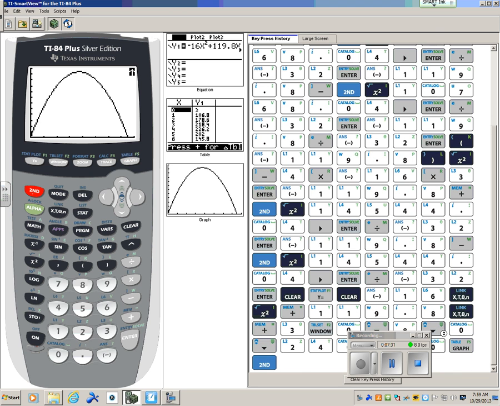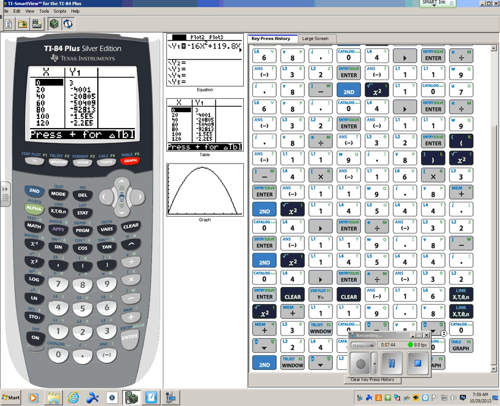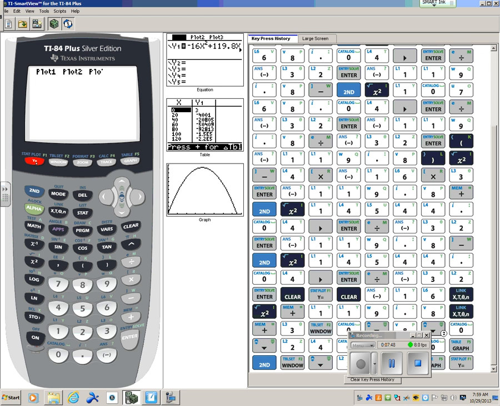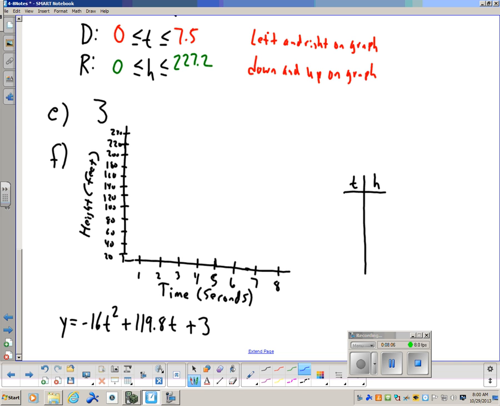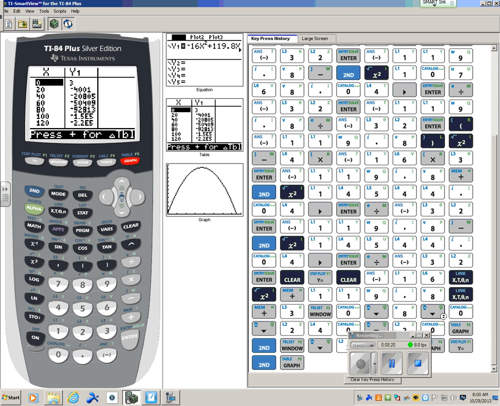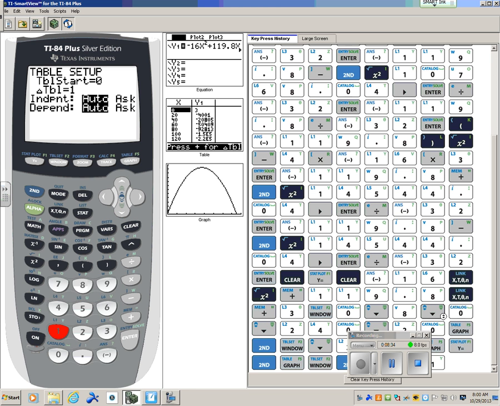So now I can go to my table, but my table is probably also just set up by ones. I can see some values in there, except they're all negative. Oh, I see I set my window up wrong. Let's go back. We've got 0 to 8, and for the table I need to go by increments of 1 because that's my time. Time's going by increments of 1.